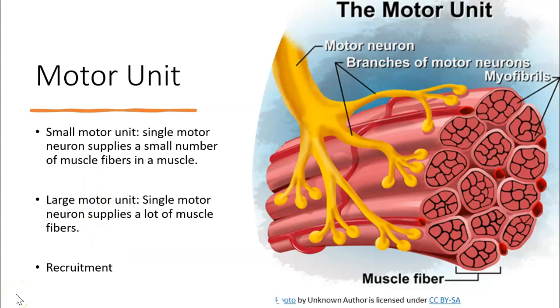Now, because we have these different sizes of motor units, there's a wide range of motor units within many different skeletal muscles, and this gives the nervous system a wide range of control over the muscle. The small motor units in the muscles are going to have smaller, lower threshold motor neurons that are more excitable.